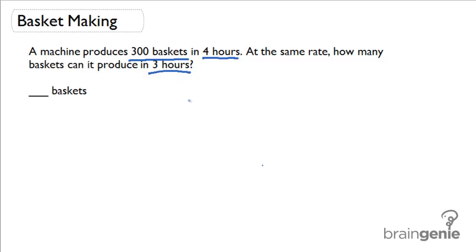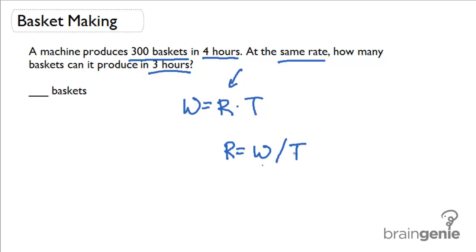I remember our work equations. Work is equal to rate times time. We need to figure out how we can use this fundamental work equation. So, we need to figure out the same rate. We need to figure out the rate, right? So we can rearrange this equation to get rate is equal to work divided by time. So using this equation, we're going to find out our rate.